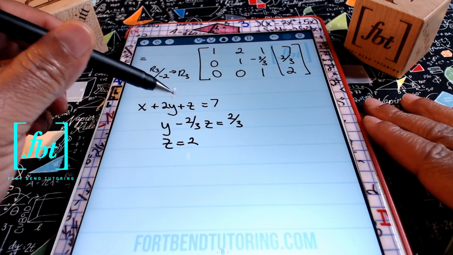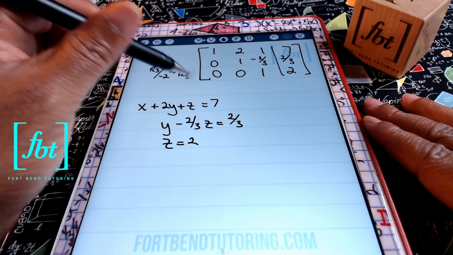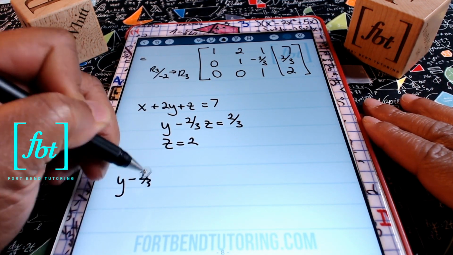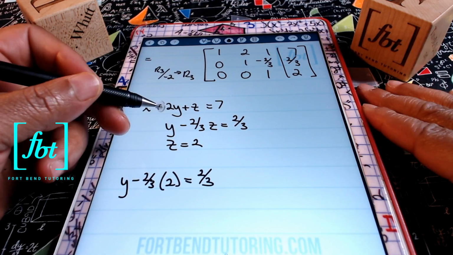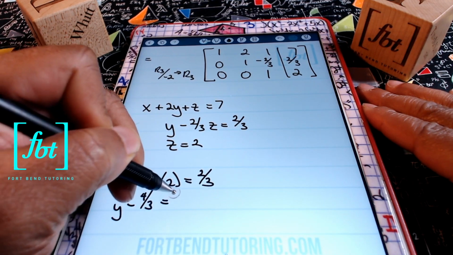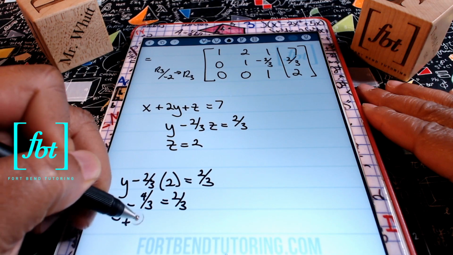So since I know that z equals 2 now, I can go ahead and plug that in to the second equation. So I'll have y minus 2/3 times 2 equals 2/3. From here we'll have y minus 4/3 equals 2/3. So I'm going to be adding 4/3 to both sides.